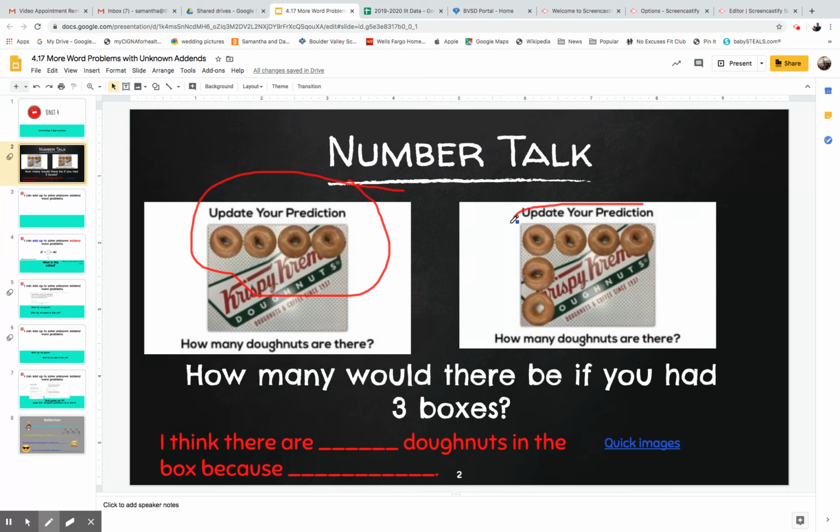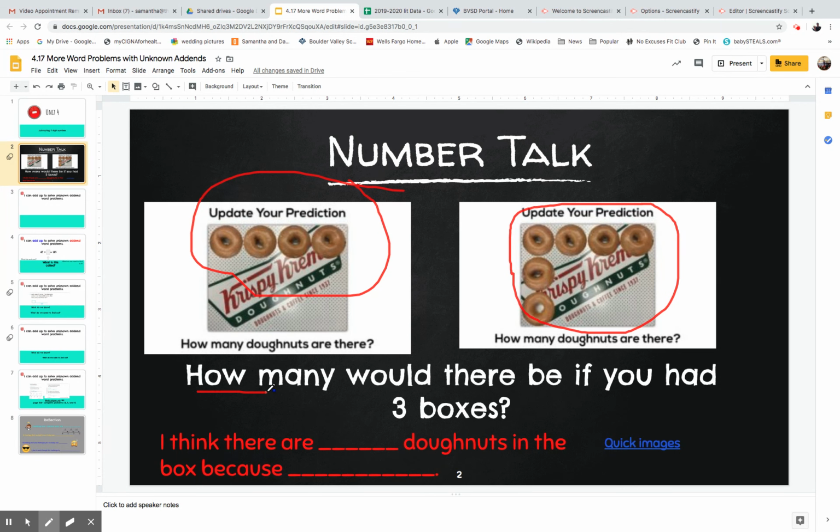Now, if you look over here, do you still have the same thinking? How do you know what you know? Draw a picture to show what you know. Take a picture and post it on Seesaw, or turn and tell someone next to you. How do you know what you know? Pause the video.